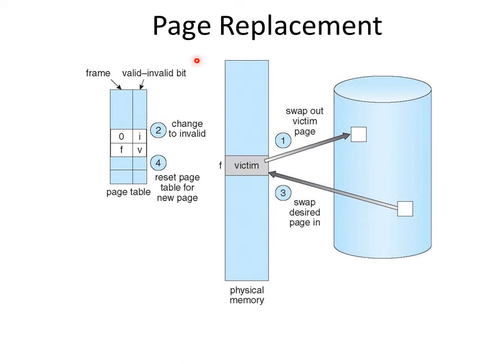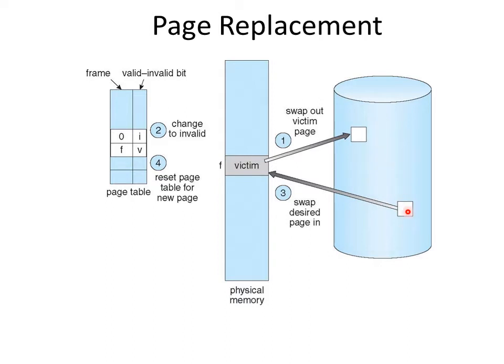The figure shows the page replacement steps. So the first step is to swap out the victim frame. The victim frame is the frame which has been in physical memory for a longer period of time, and it is not being used by the current process for execution. So once we find the victim frame, we have to change its valid bit to invalid bit. Then we have to swap this out to the disk.